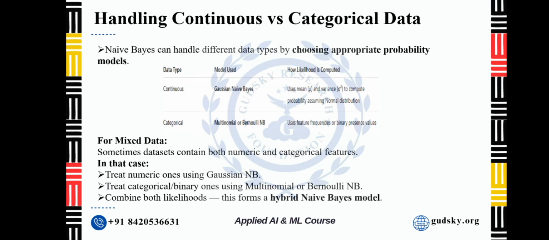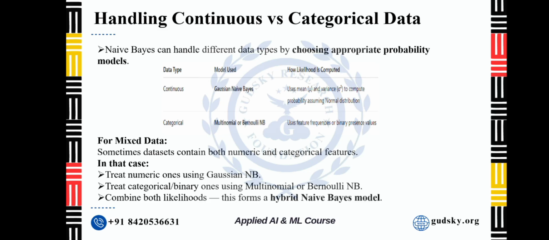If we go to the next slide, handling continuous versus categorical data. So far we have talked a lot about probabilities and variance, but in real world data sets we often deal with mixed data types. Some features might be continuous, like temperature, salary or age, and others might be categorical or binary, like gender or is a word present. So how does naive Bayes handle that? Because naive Bayes is flexible, we can mix and match models depending on feature types.